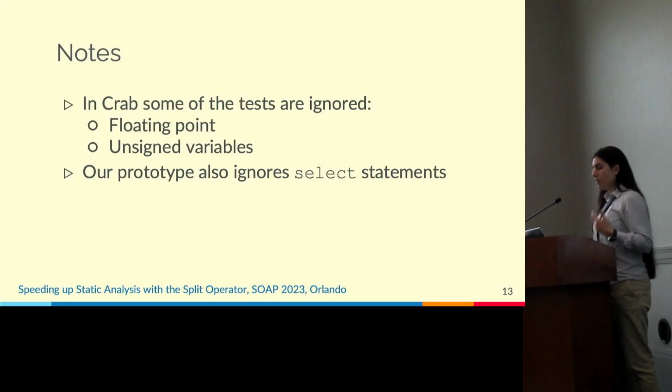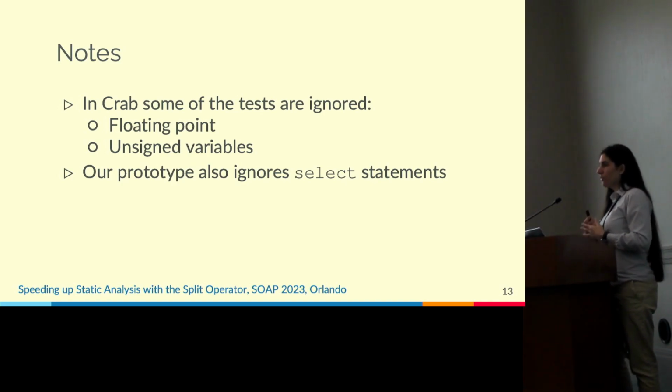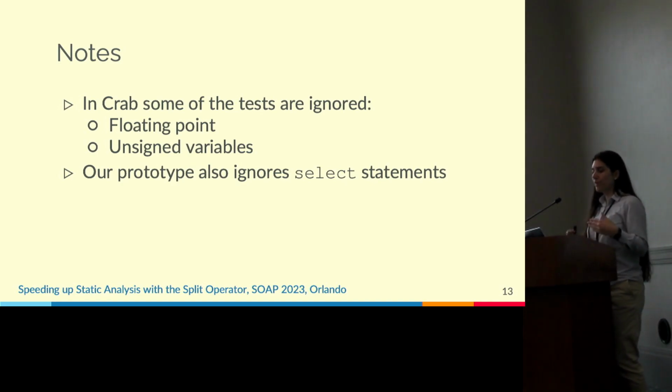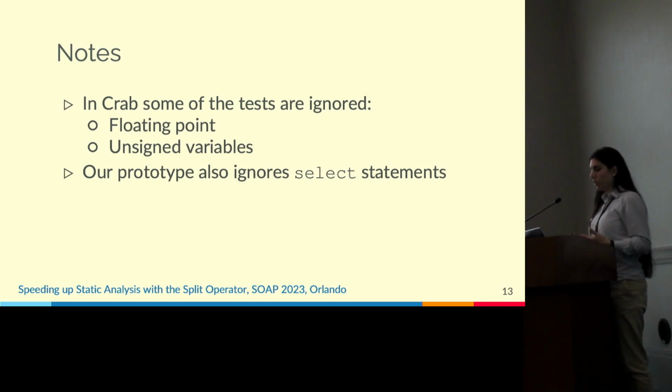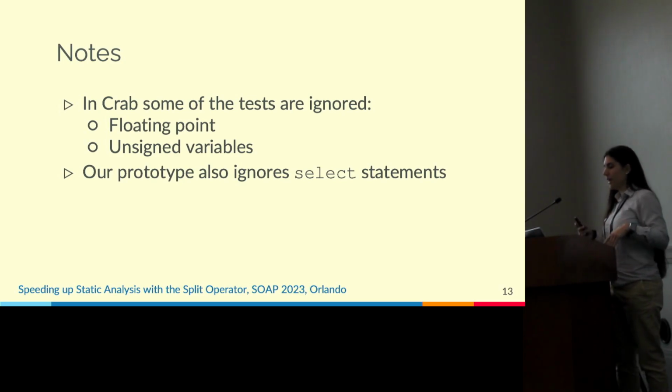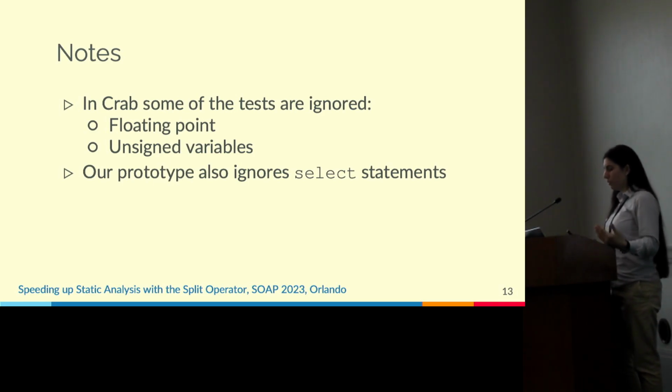So some notes about the split statement in CRAB. CRAB offers limited support for floating point operations, so tests for floating point are ignored, and also for unsigned variables. And our prototype also ignores the select statement, which basically models implicit conditional branches.